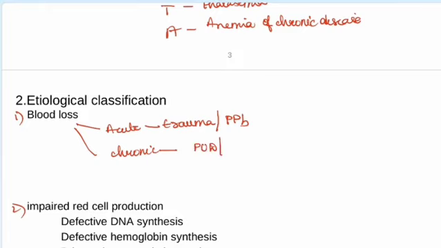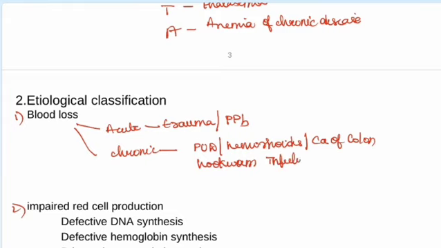Peptic ulcer disease, hemorrhoids, carcinoma of colon, hookworm infections, and excessive menstrual blood loss.